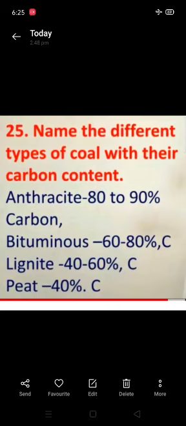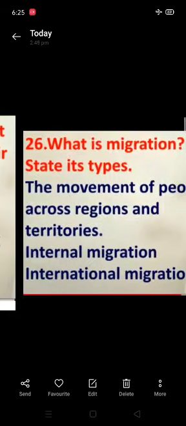Name the different types of coal with their carbon content. Anthracite 80 to 90% carbon. Bituminous 60 to 80% carbon. Lignite 40 to 60% carbon. Peat 40% carbon.